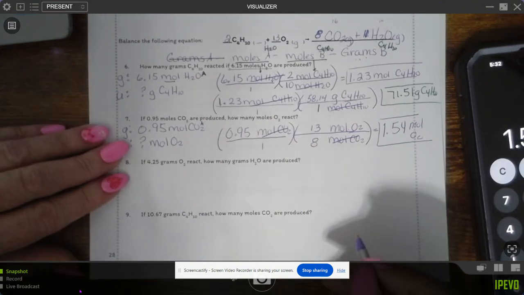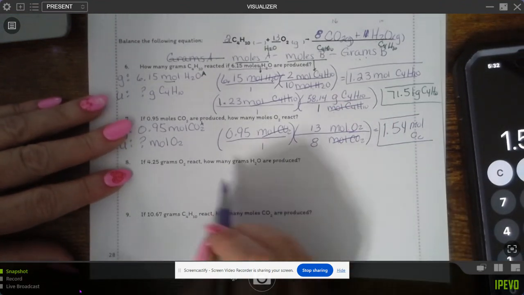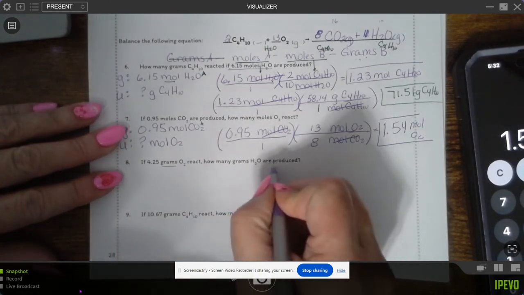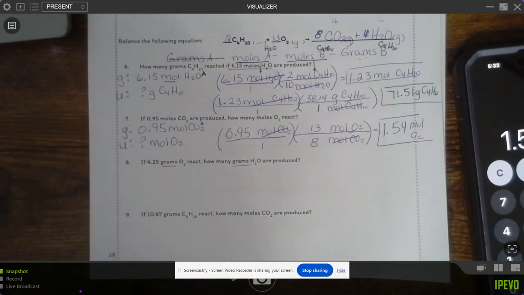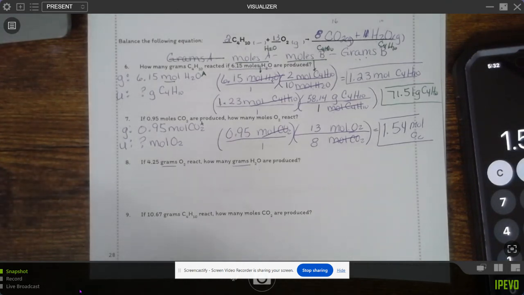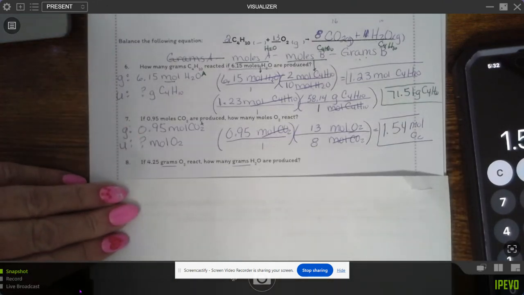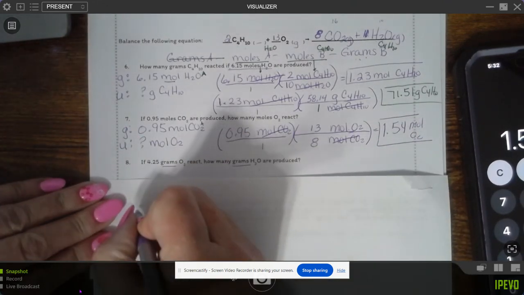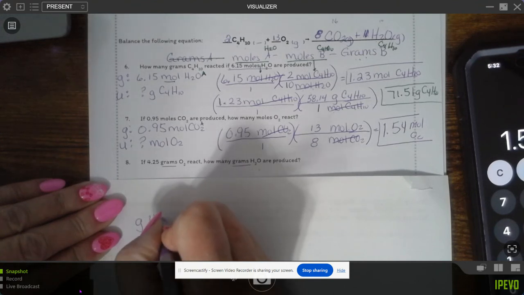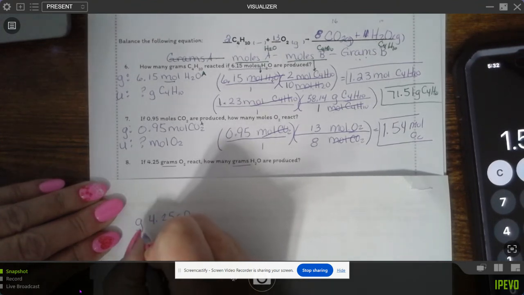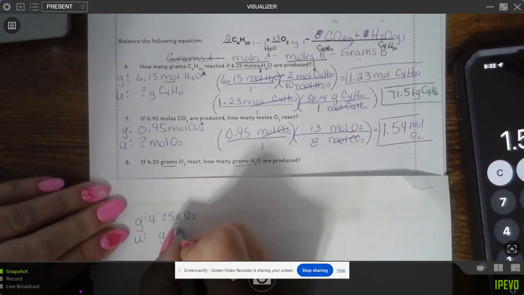If 4.25 grams of oxygen react, how many grams of water are produced? So this one, we should be able to look at this one and say, yeah, this is a grams to grams problem. So let me move another piece of scratch paper. There we go. All right, so we are given 4.25 grams of oxygen. We're looking for grams of H2O.